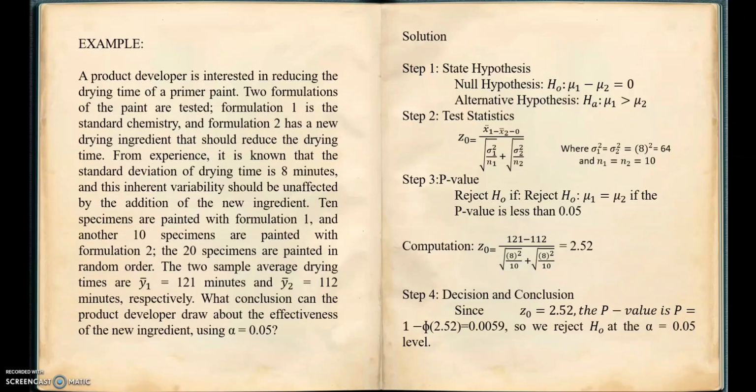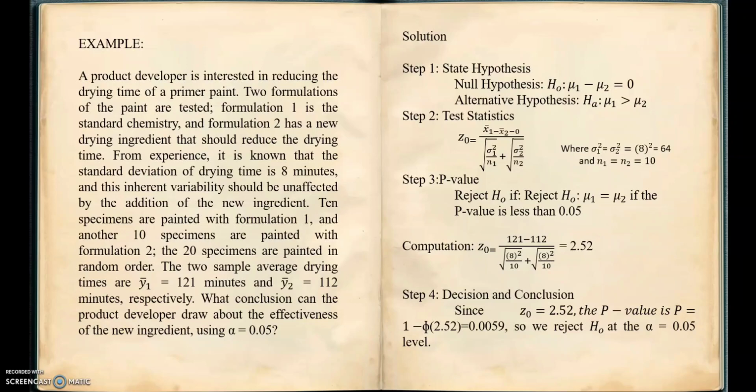So our step 2, we have the statistic. By its formula, z sub 0 equals x bar sub 1 minus x bar sub 2 minus 0, all over the square root of sigma sub 1 squared over n sub 1 plus sigma sub 2 squared over n sub 2, where sigma sub 1 squared equals sigma sub 2 squared equals 8 squared equals 64, and n sub 1 equals n sub 2 equals 10. So next, step 3, we have the p-value.